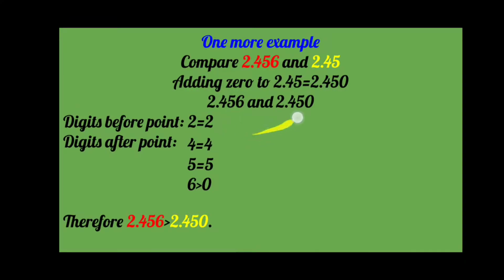After the point we have 4 and 4, then we have 5 and 5. Next we have 6 and 0. 6 is greater than 0, so we can conclude that this number is greater than this number.